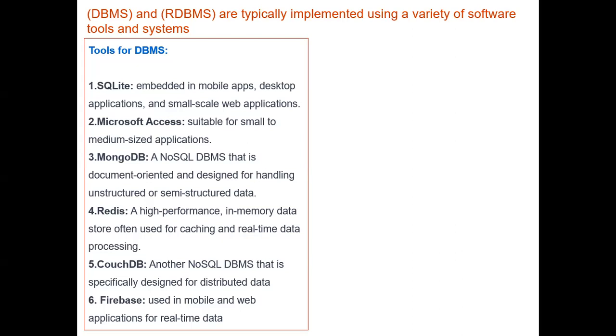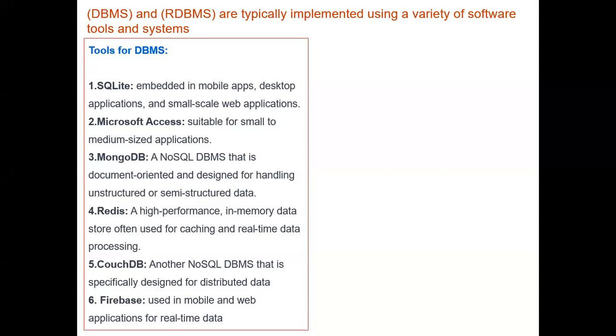Now the third one is MongoDB. MongoDB is also a tool which comes under NoSQL DBMS. Basically it is document oriented and designed for handling unstructured or semi-structured data. So MongoDB also helps to store the information. It is also a DBMS software tool in which we can store in the form of documents. So JSON format we can use, right? So in a document oriented format we can store our unstructured data.